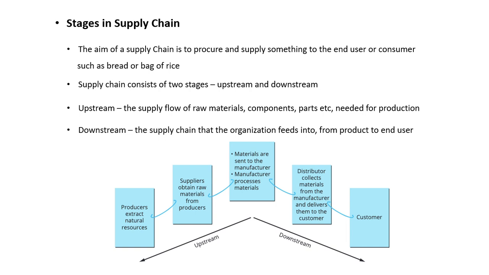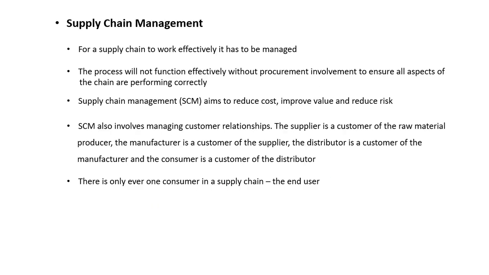Stages in a supply chain. The aim of a supply chain is to procure and supply something to the end user or consumer, such as bread or a bag of rice. A supply chain consists of two stages, upstream and downstream. Upstream is the supply flow of raw materials, components, parts, etc., needed for production. Downstream is the supply chain that the organization feeds into, from product to end user.